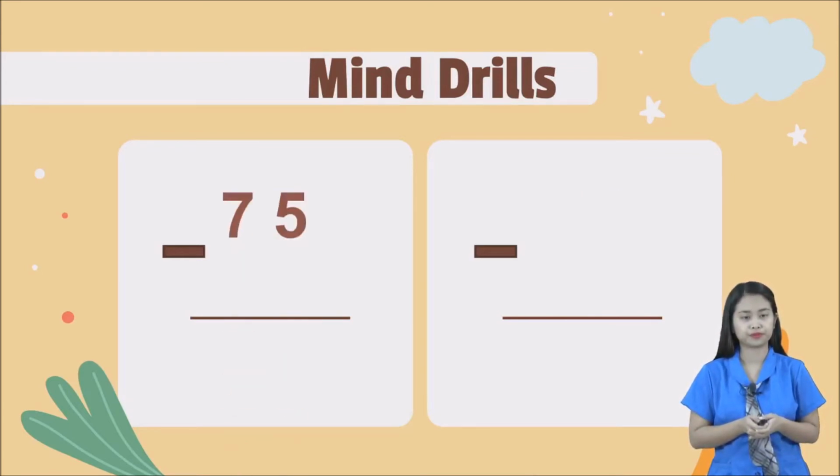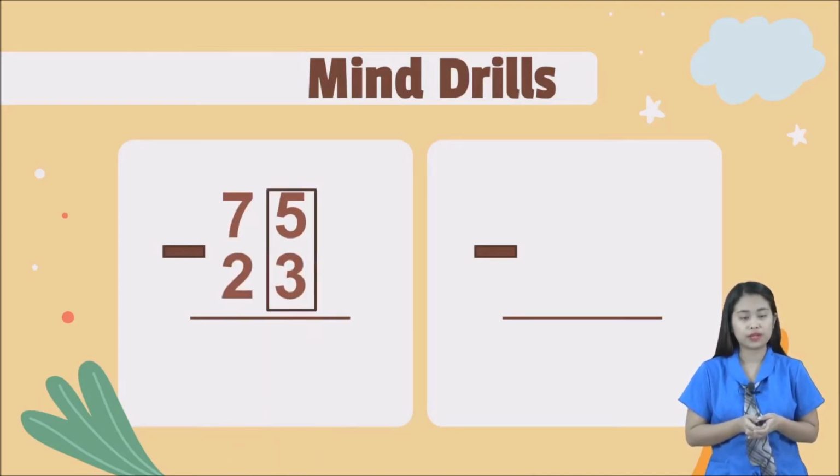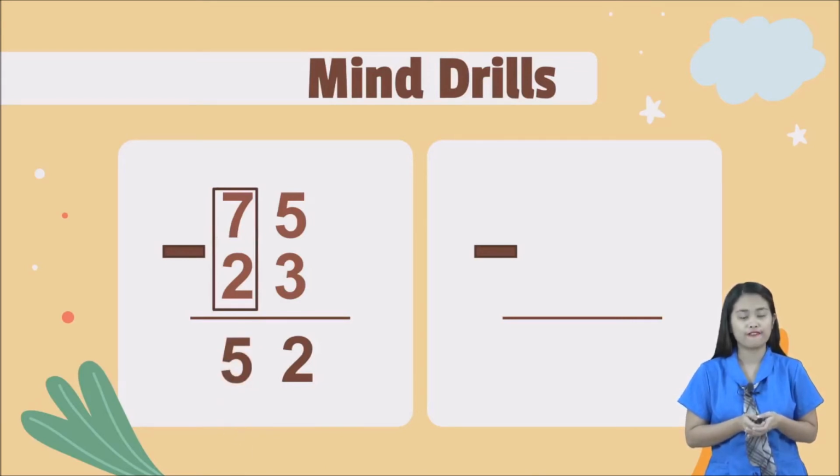Next, we have the given 75 minus 23. Ones place value, we have 5 minus 3. And the answer is 2. Next, 7 minus 2 is equals to 5. And we have the answer as 52.